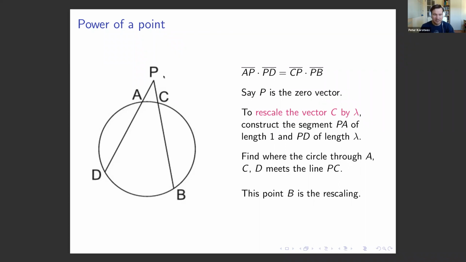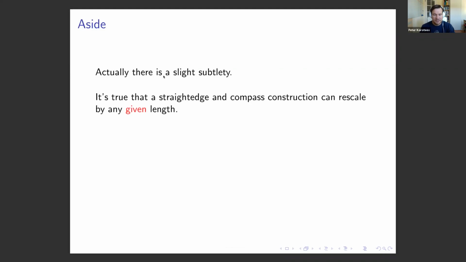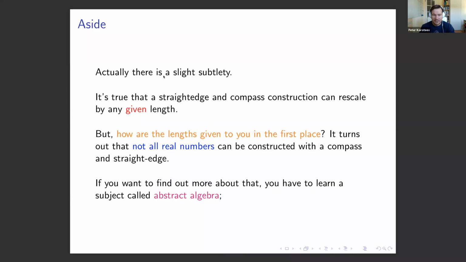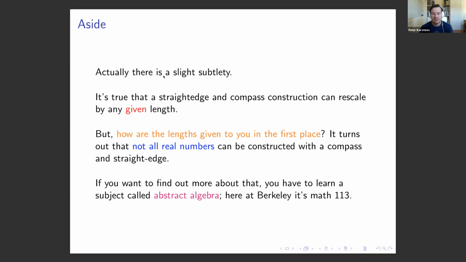So it's actually pretty good. The ancient Greeks were already pretty advanced on this point. However, there's a little subtlety here. It's true that with these simple tools, you can construct a rescaling by any given length, but how is the length given to you in the first place? How do you know by which lambda you want to rescale the vector? It turns out that not all real numbers can be constructed with a compass and a straight edge. If you like, you can take class 113, where we talk a bit about abstract algebra and which numbers you can and cannot construct this way.